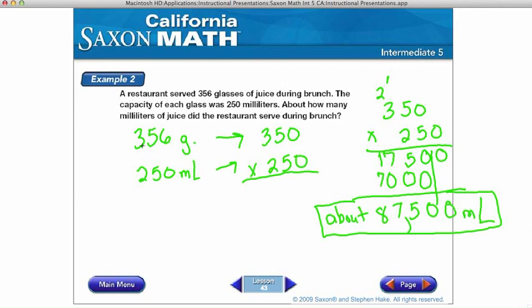Now there are multiple ways to estimate this. You could estimate 356 all the way up to 400, and 250 to 300, or down to 200. Just make sure that you can justify or explain why you chose the numbers you did. Okay, that's it. Your lesson practice goes through 8 to the top of the next page, and I'll see you in the morning.